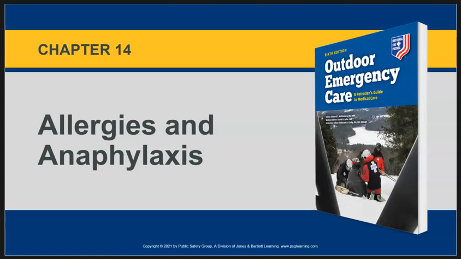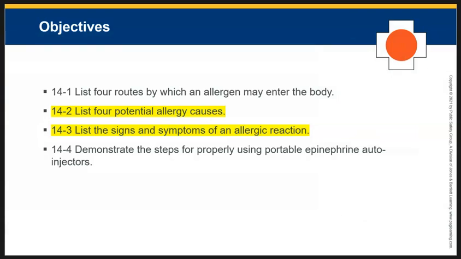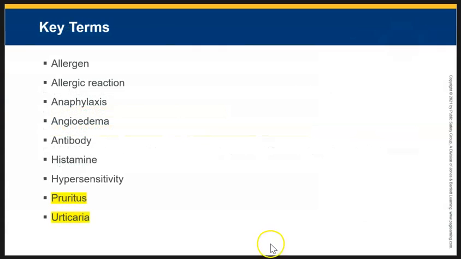This video continues Chapter 14 of OEC6, looking at allergies and anaphylaxis. In this video, we're going to look at causes of allergies, and we're also going to look at categories of allergic reactions. A couple of key terms are symptomatic terms, pruritus and urticaria.